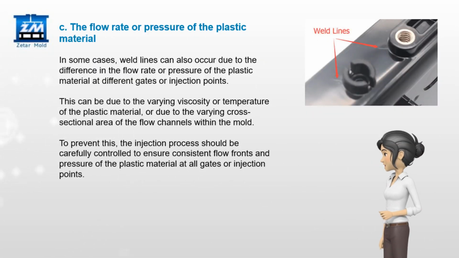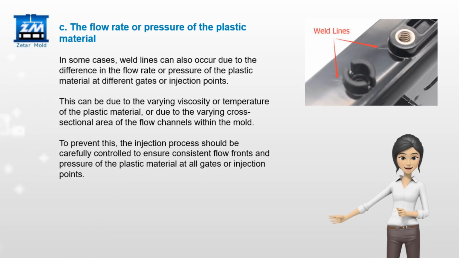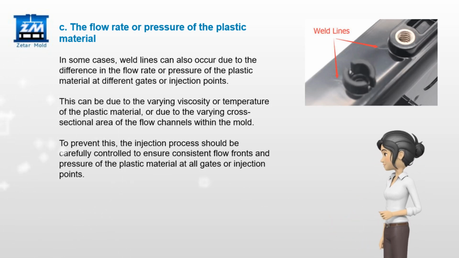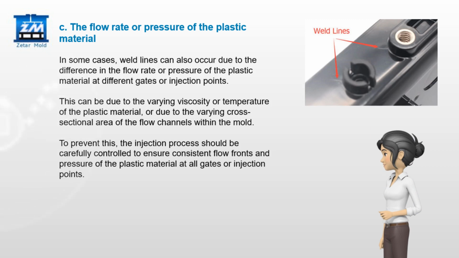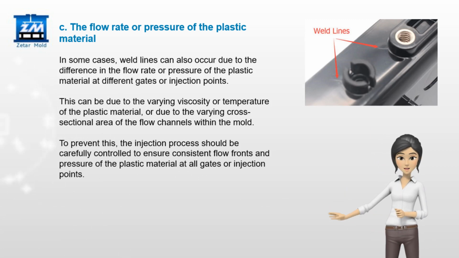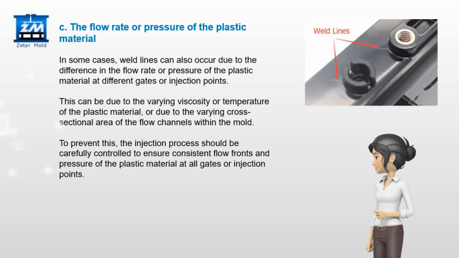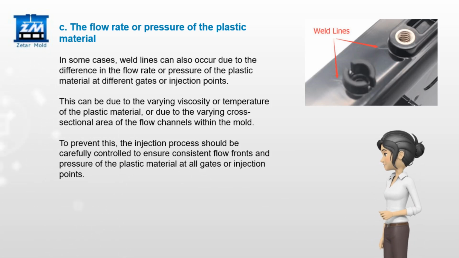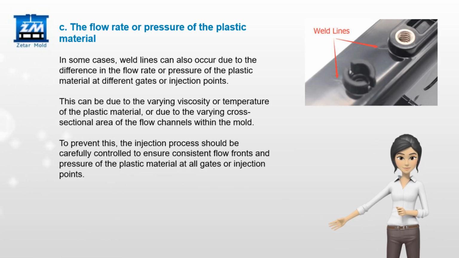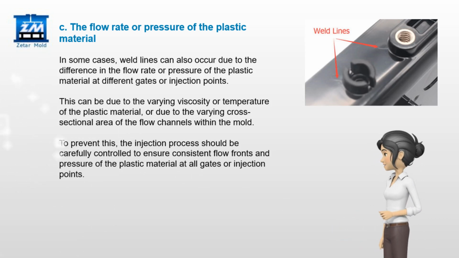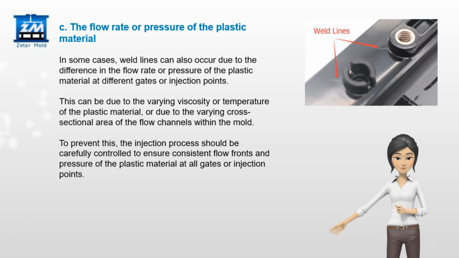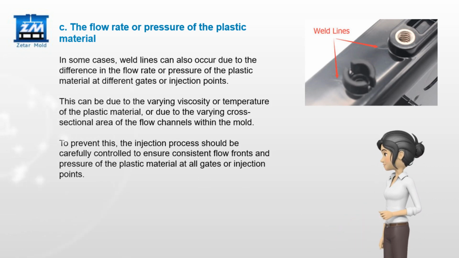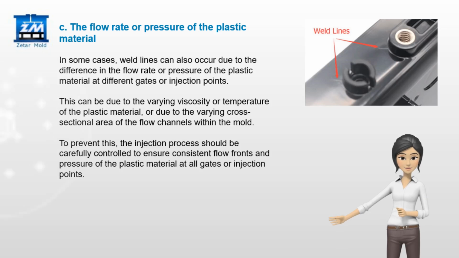C. The flow rate or pressure of the plastic material. In some cases, weld lines can also occur due to the difference in the flow rate or pressure of the plastic material at different gates or injection points. This can be due to the varying viscosity or temperature of the plastic material, or due to the varying cross-sectional area of the flow channels within the mold. To prevent this, the injection process should be carefully controlled to ensure consistent flow and pressure of the plastic material at all gates or injection points.